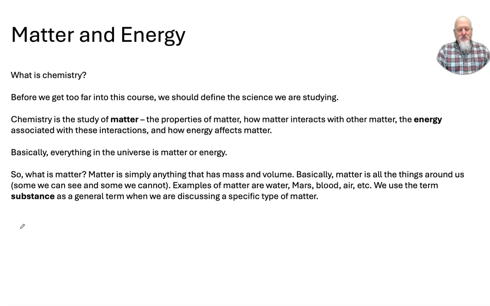So what is matter? Matter is simply anything that has mass and volume. Anything. And some of these things we can see, and some of these things we can't see because they're too small. So matter is basically everything that surrounds us: air, water, ground, whatever. Anything that has mass and volume is matter. We use the term substance as a general term when we are discussing specific types of matter. Okay? Like water is a substance, or the air is a substance. So it's just a term we use when we're talking about a specific type of matter.